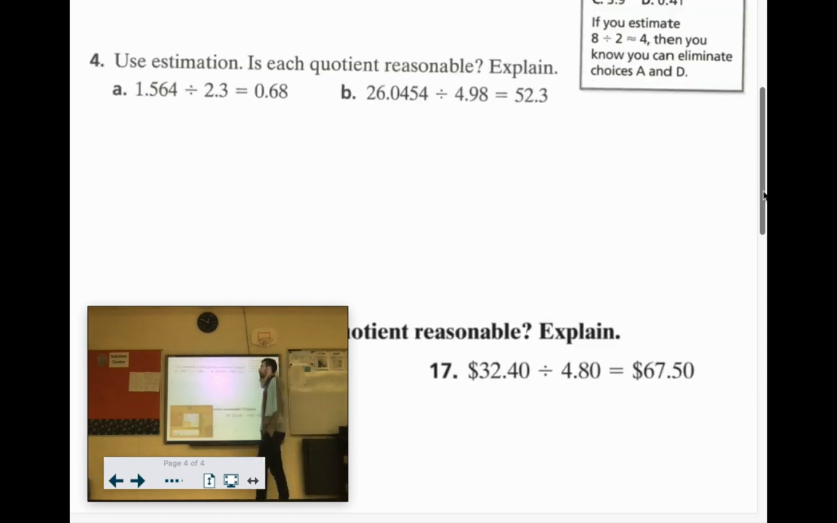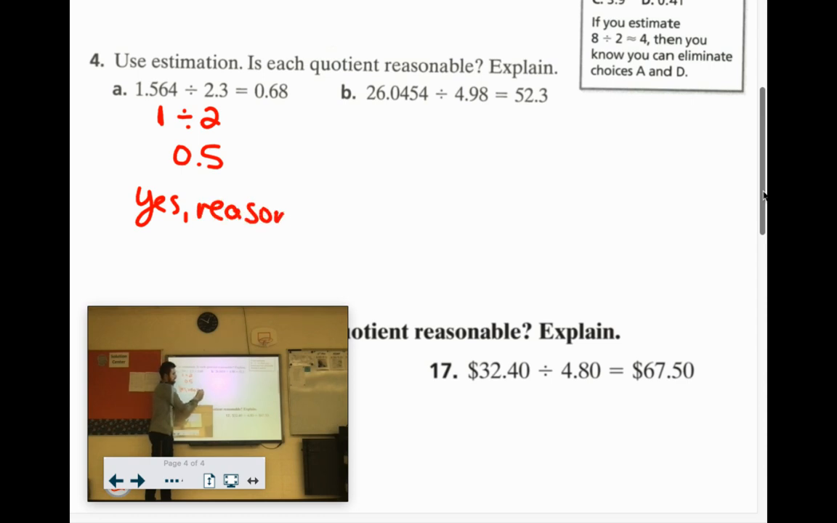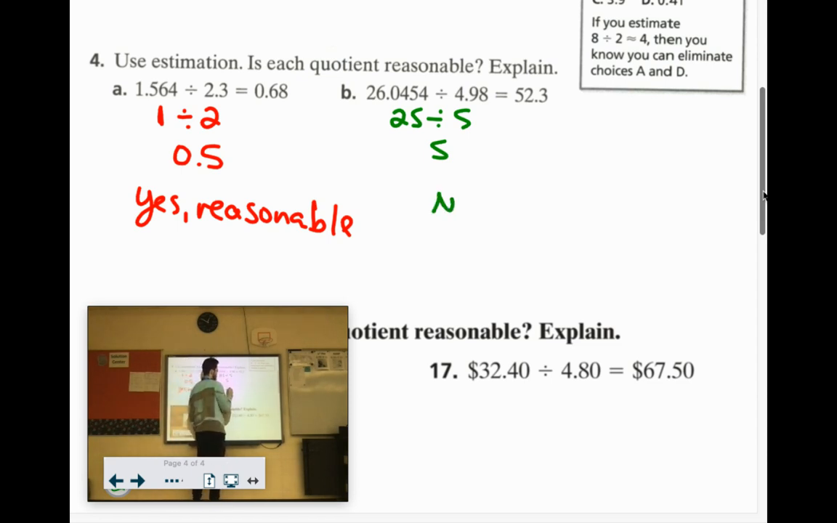Use estimation. Is each quotient reasonable? Explain. 1.564 divided by 2.3, 0.68. Well, this is like less than 2. It's kind of like 1-ish, 2-ish maybe. 1 divided by 2 is 0.5. So yeah, we bumped both of those down. So yeah, that's reasonable. $26 divided by 4.98. Well, I know that 5 goes into 25. 25 divided by 5 is 5. They have 52, so not reasonable. Oh, that is unreasonable.